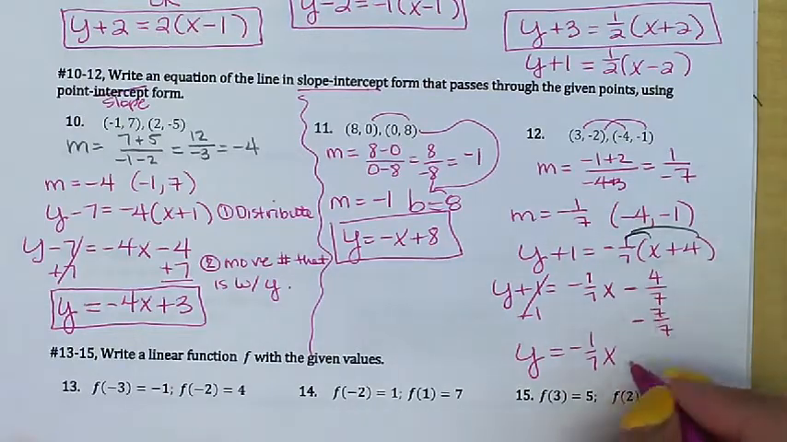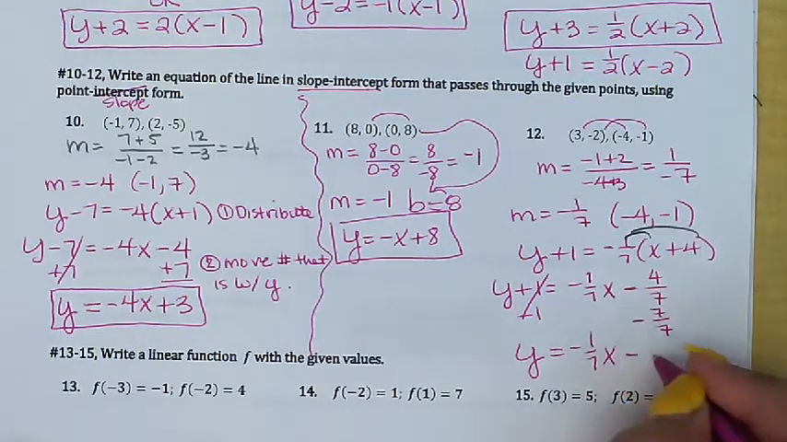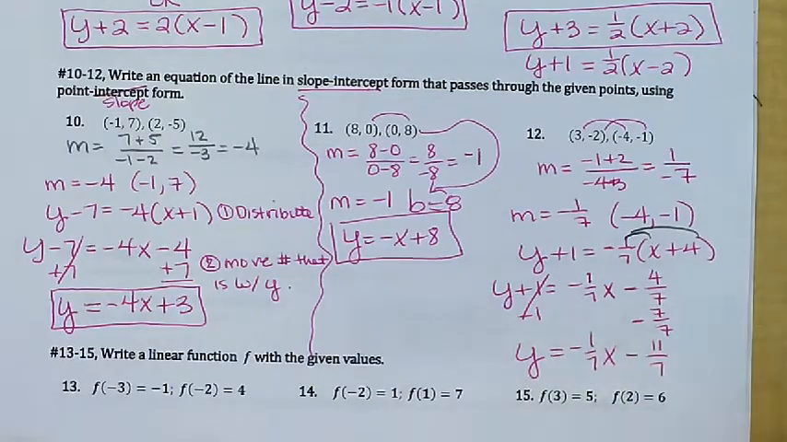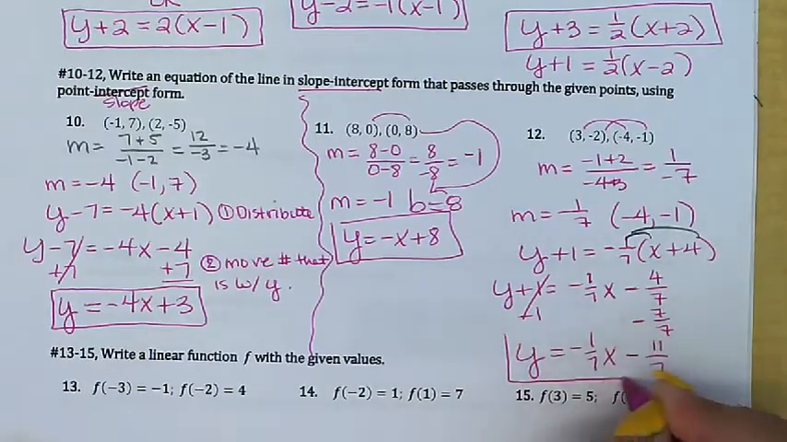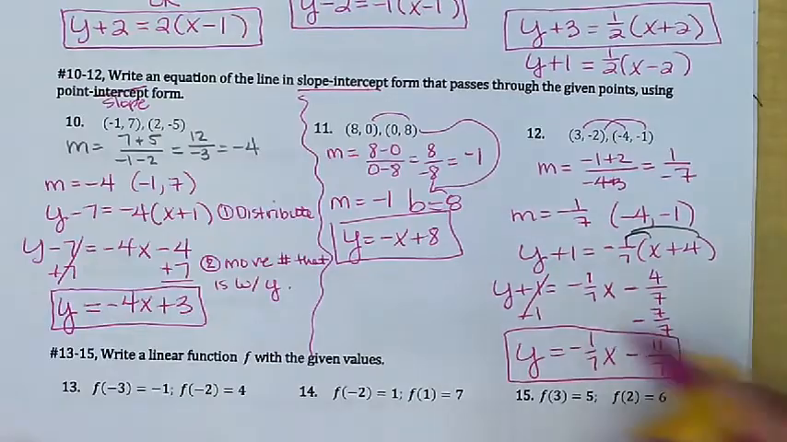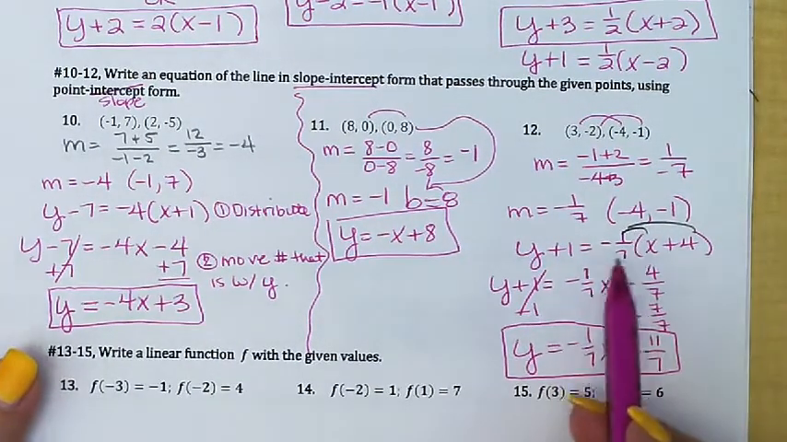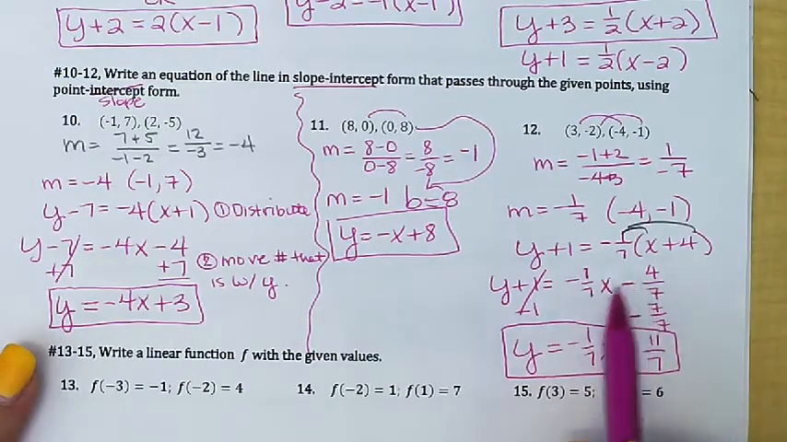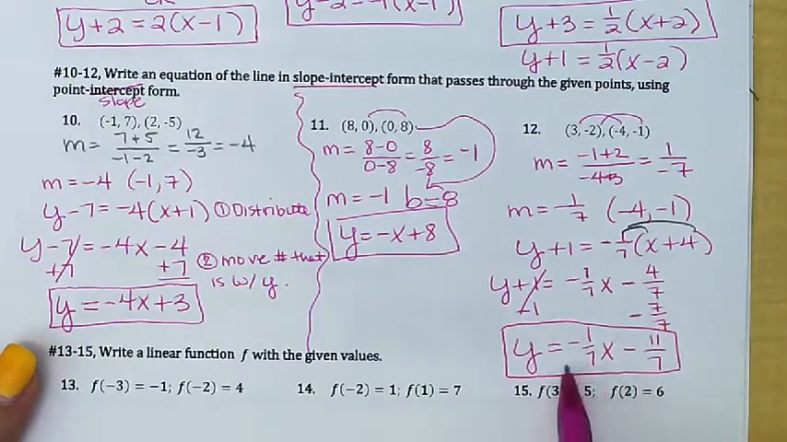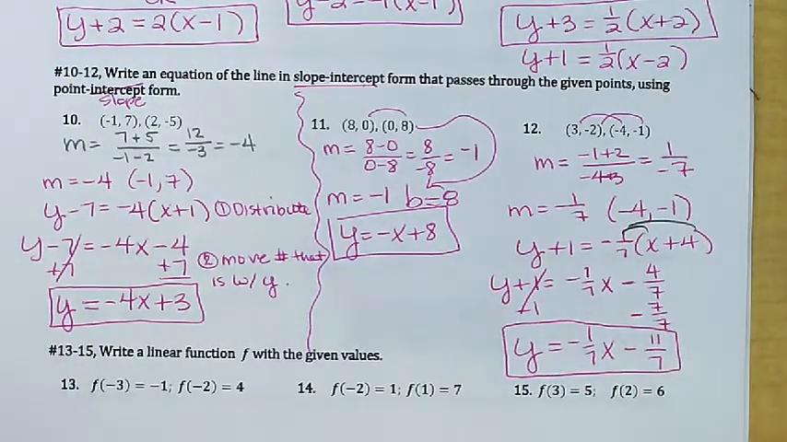And when I do this, a negative and a negative, I'm going to add that and make it -11/7. And that is my slope-intercept form of that equation. So, two quick movements there. Once I have it in point-slope, all I have to do is distribute and move the constant to the right, and you're in slope-intercept.